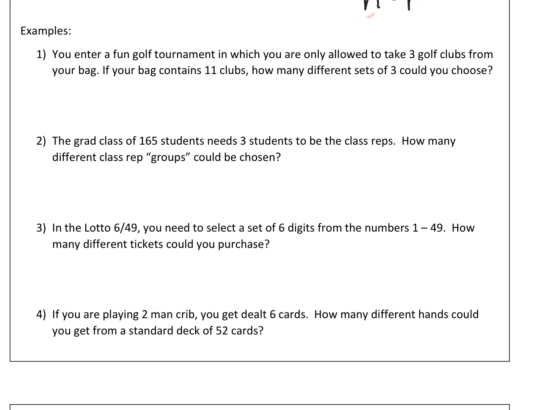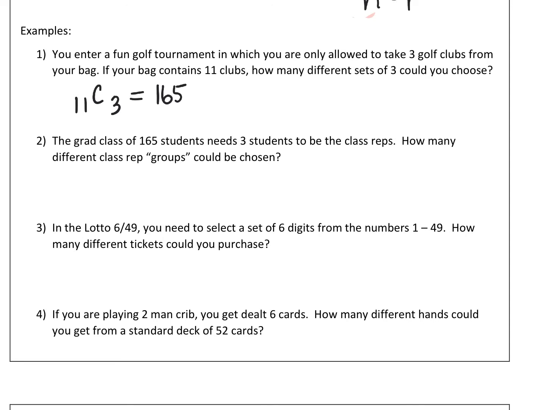So it says you enter a fun golf tournament in which you are only allowed to take 3 clubs from your bag. If your bag contains 11 clubs, how many different sets of 3 could you choose? So it doesn't matter what order you pick them out of your bag in, you just need 3 clubs in the end. So that is a combination question. So we need to go 11C3, which when I put that on my calculator comes out to be 165.